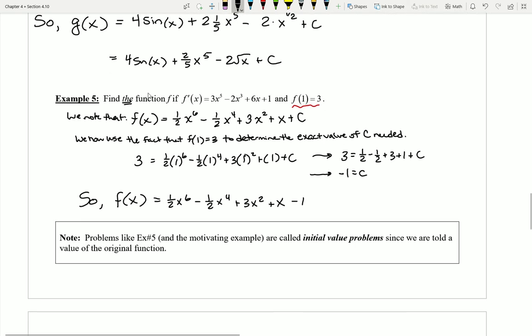So problems like what we see here in example 5, and actually in the motivating example where we were also given a derivative and this kind of extra piece of information, are commonly referred to as initial value problems, because I'm given some initial value about what the function turns into when I plug in some value at the start. So we'll see different initial value problems fairly consistently throughout this section and the sections to come.